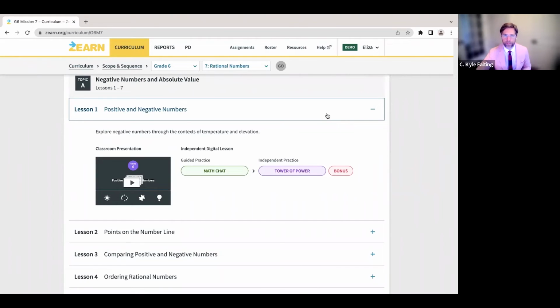It's important to note that this mission is introducing the concept of negative numbers. So as we experience the lesson, I want you to focus on how Zearn builds understanding and makes the math both accessible and engaging. Let's dig into the guided practice first. In this lesson, it's called the Math Chat.